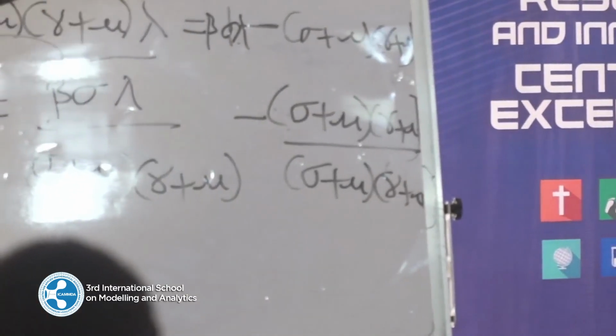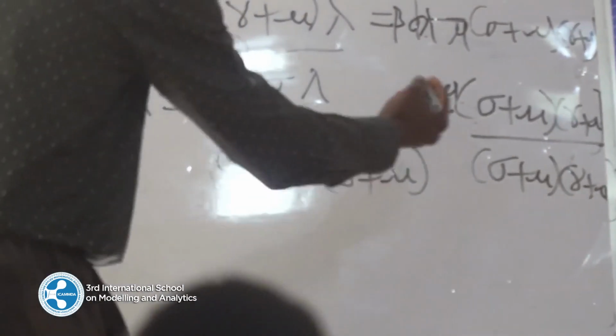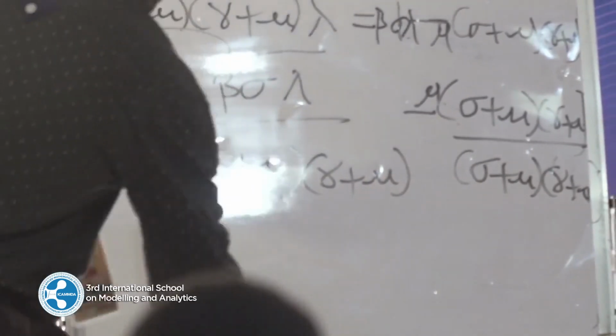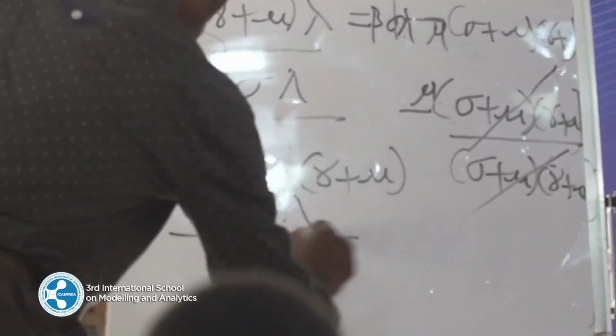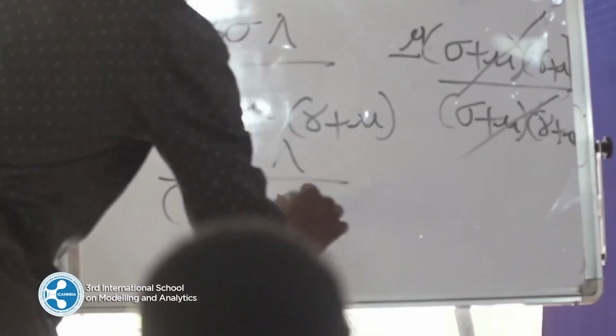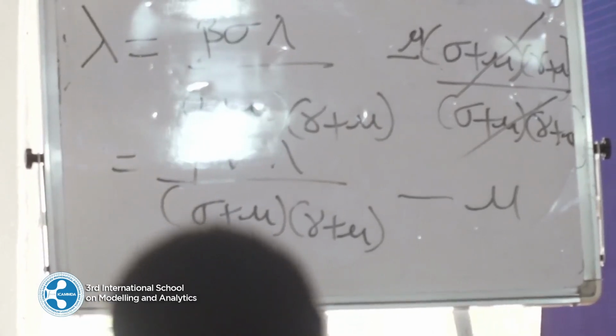There is a mu missing. It will be here, isn't it? We should have mu here. So if you have that, it means that these terms will cancel out. I will have beta sigma lambda over sigma plus mu into gamma plus mu, minus what? Minus mu. Are we there?